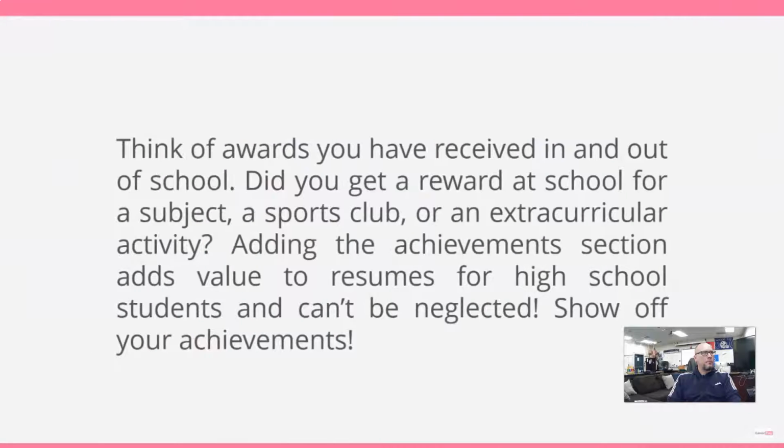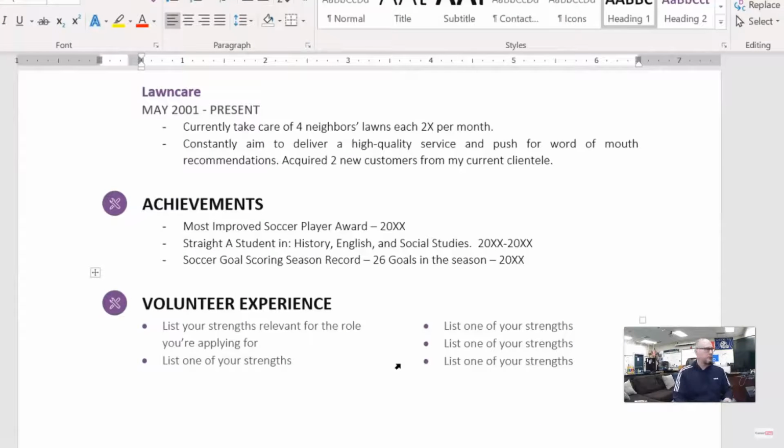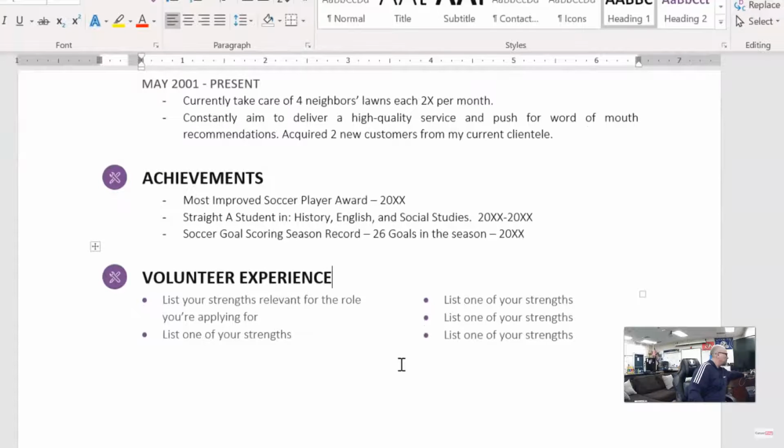For your achievements, think of awards that you have received in and out of school. Did you get a reward at school for a subject, a sports club, or an extracurricular activity? Adding the achievement section adds value to resumes. Show off your achievements. This could be on a continual or a one-time basis. Of course, if it is on a continual basis, it will look better.